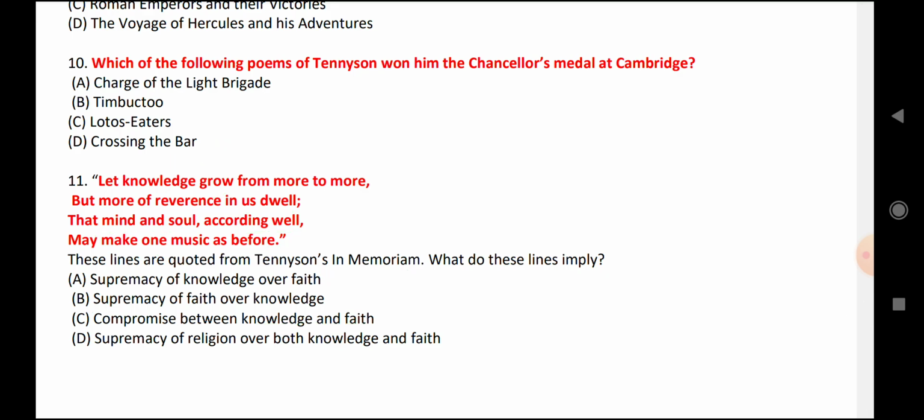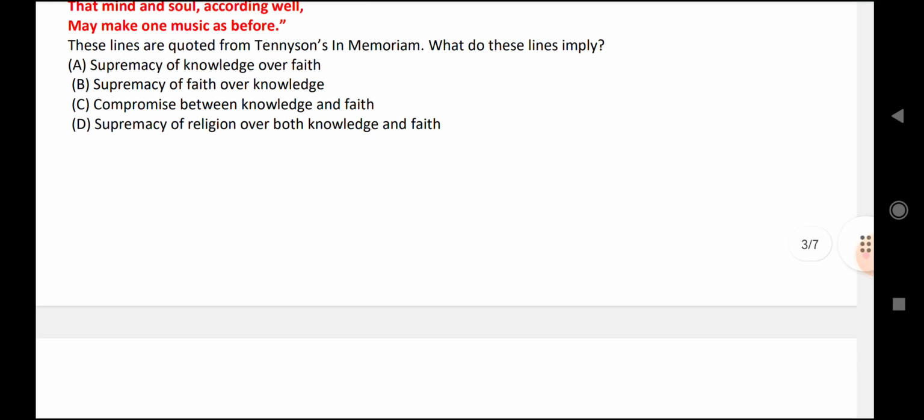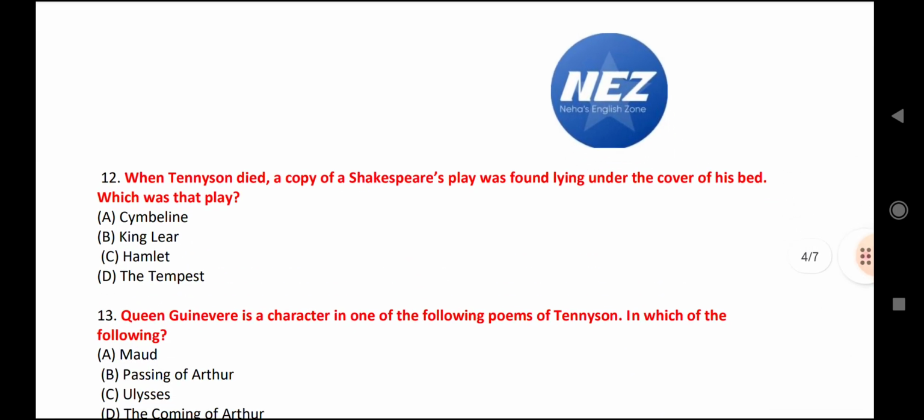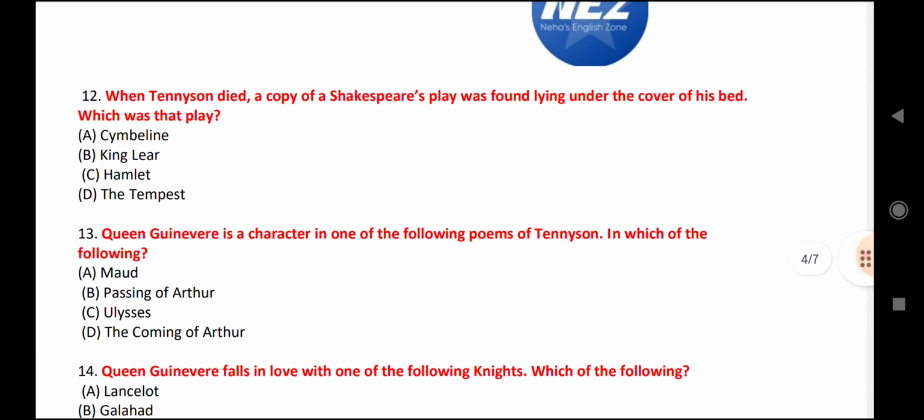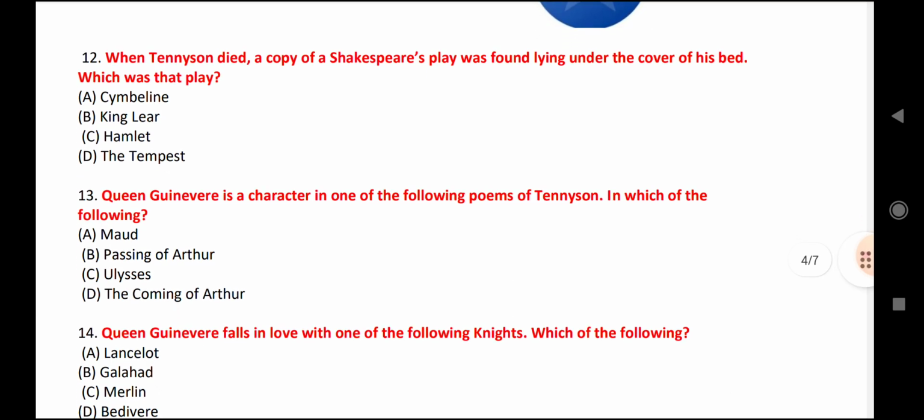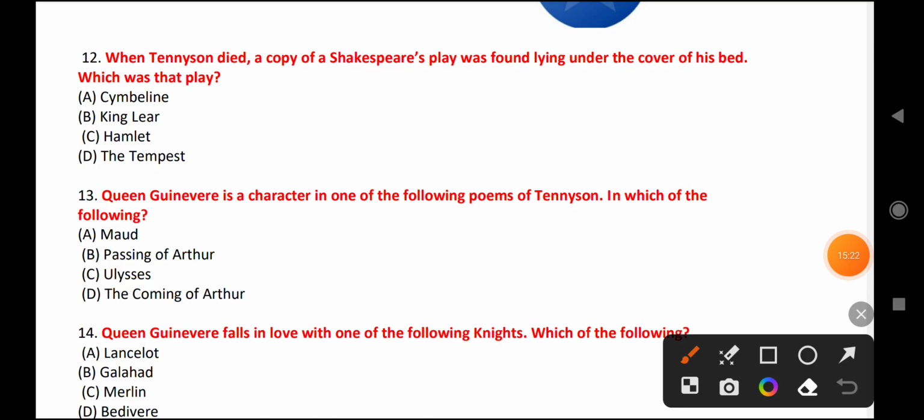So now let's come to question number 12. Question number 12 is: when Tennyson died, a copy of a Shakespeare play was found lying under his bed. Which copy was that? That was Cymbeline. Next is: Queen Guinevere is a character in one of the following poems.